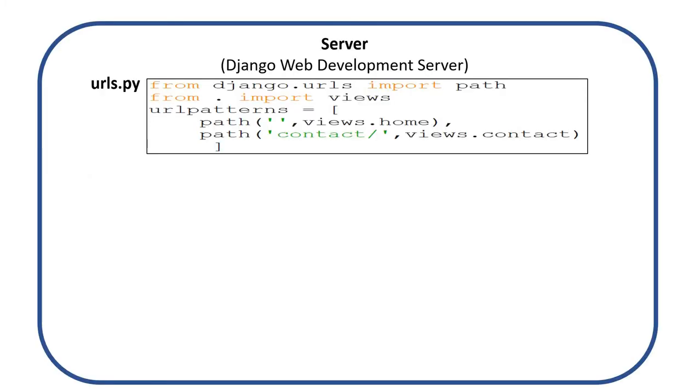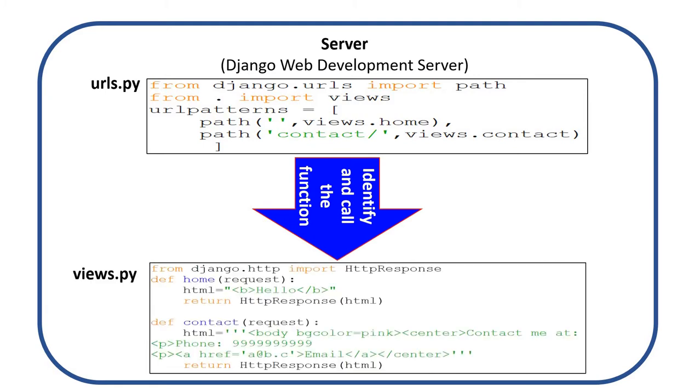Now we come to the concept of urls.py. When the browser requests the localhost for a web page, the localhost sends this request to urls.py. The urls.py checks which function is mapped to the requested page and calls the corresponding function from views.py. See, the request goes to urls.py. urls.py checks which function is mapped to the requested page, and then that corresponding function is called from views.py.